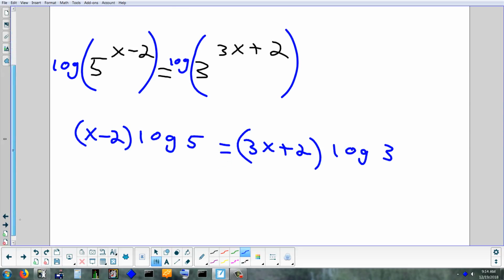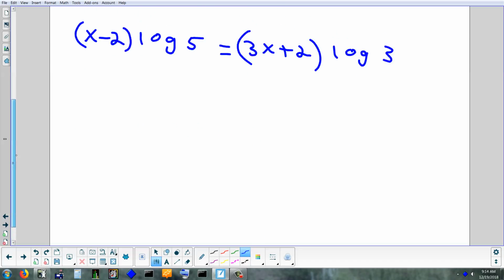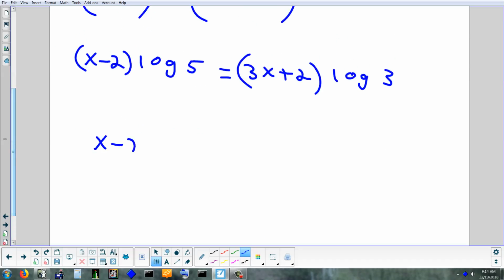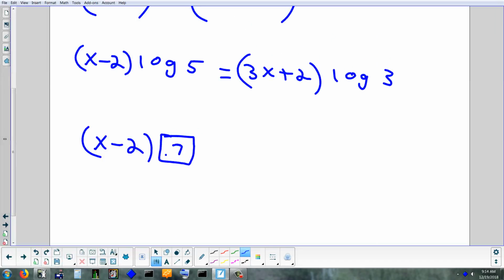Now, what you have here, I'm just going to write this down. You don't have to write this part, just watch it. You basically have something like this. x minus 2 times a number. Log 5 is just a number. If I really wanted, I could figure it out. It's 0.7, roughly. So it's like you have 0.7 in that box. I'm not going to write it as 0.7 as I go through the problem because that's rounded. It's going to mess up my answer.